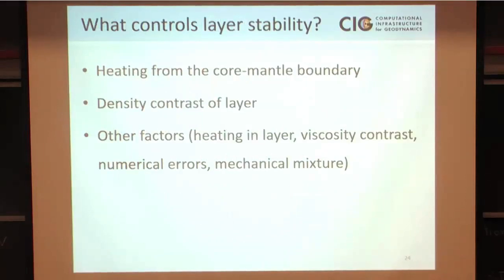A reasonable question to ask now would be, what controls the stability of this dense material at the core mantle boundary in our model? There are two candidates that come to mind immediately that can control the stability of this layer. For one, the heating from the core mantle boundary below controls how hot this material gets and how much the temperature reduces the density of this material. And the second one is the intrinsic density contrast of this layer, so the density anomaly that this material carries with it. In fact, there are a number of other factors that control the layer stability, but for this tutorial, we'll just ignore them for the second.